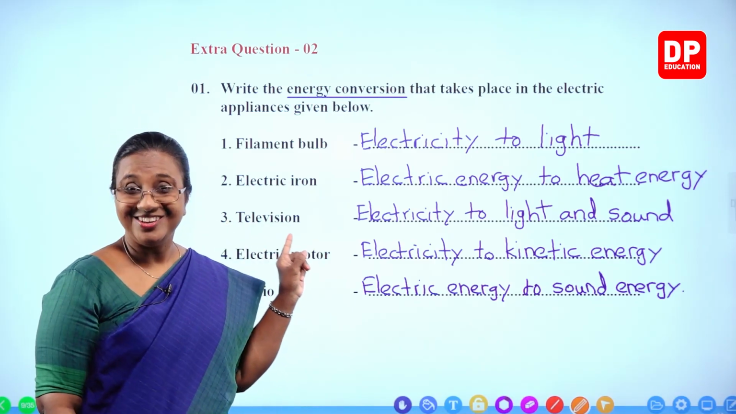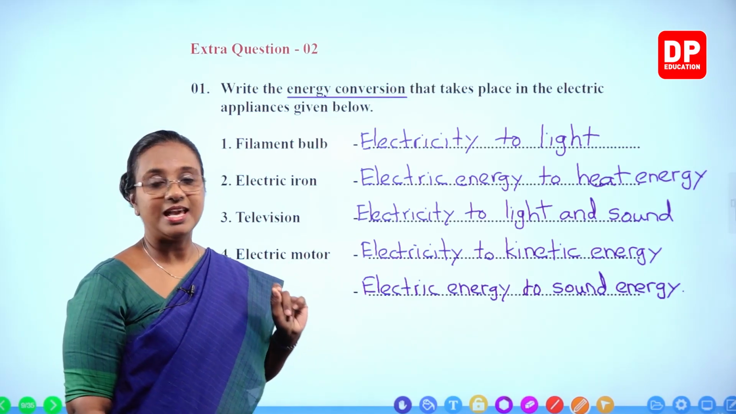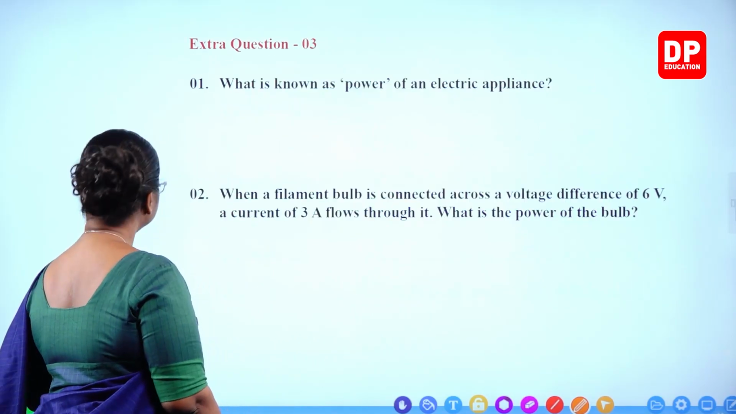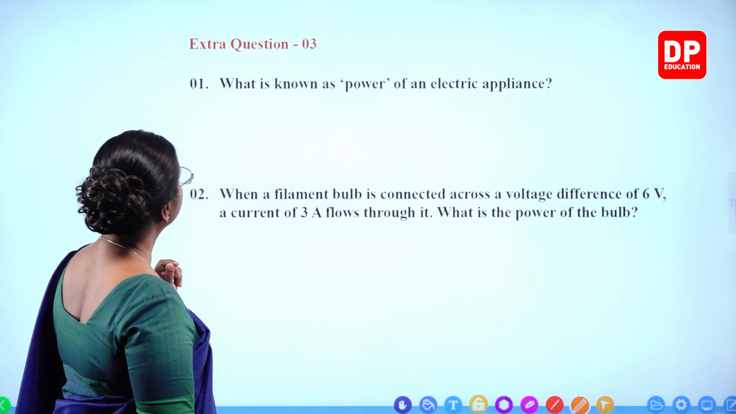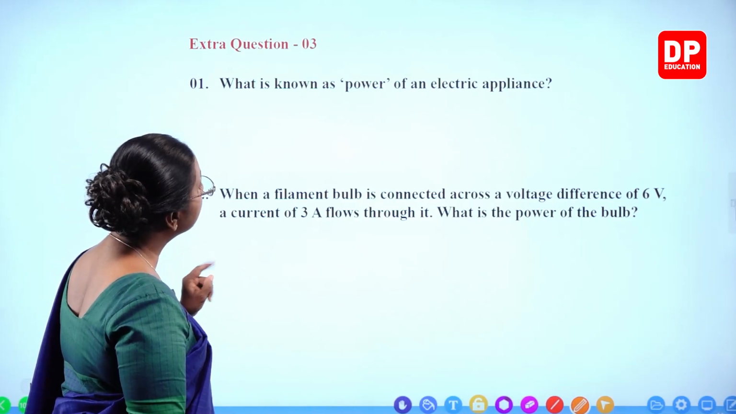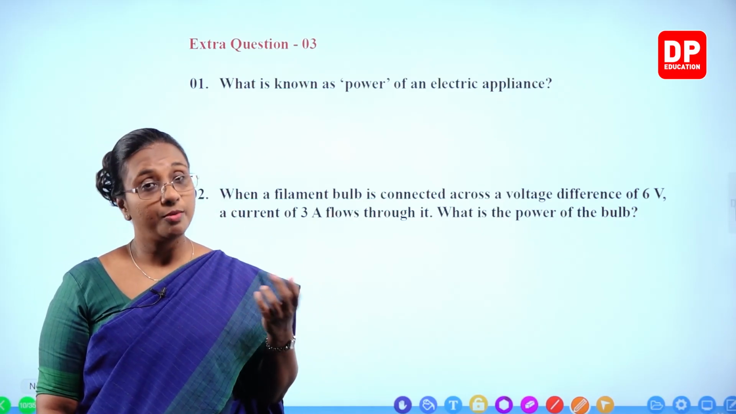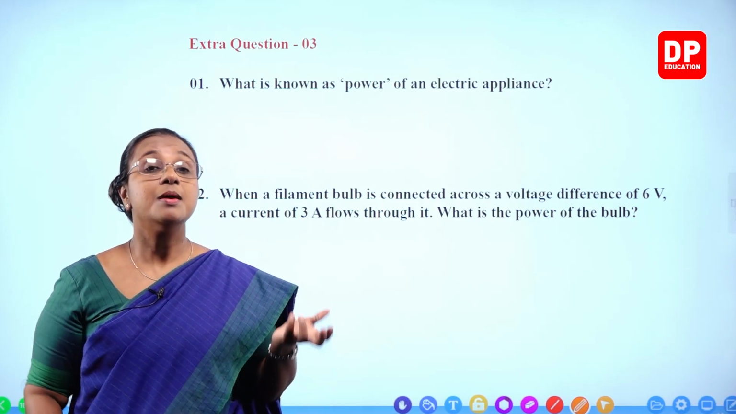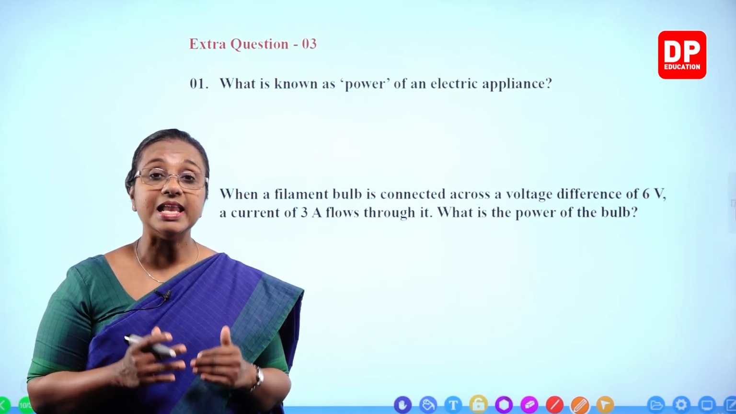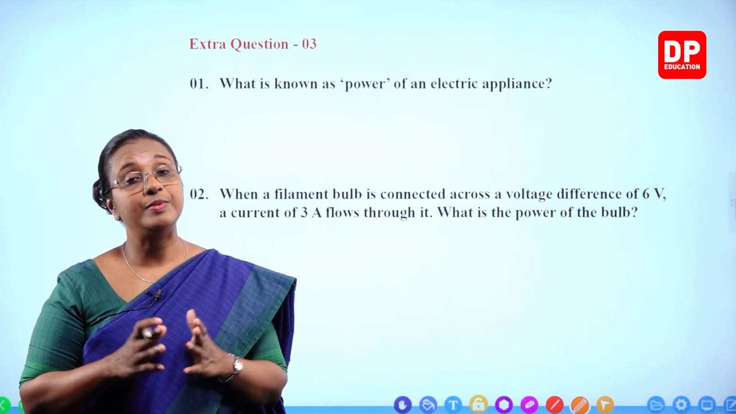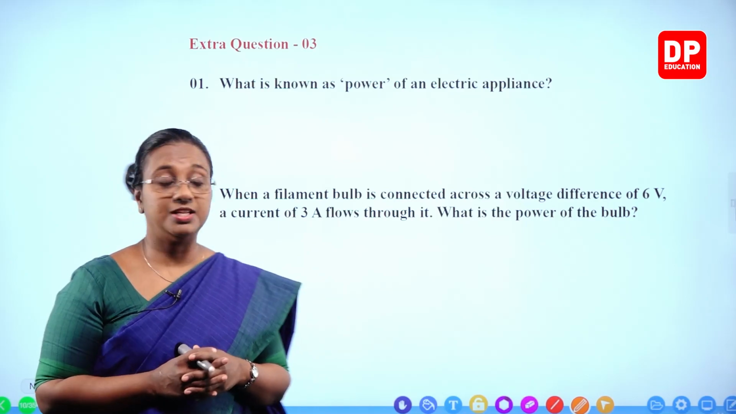So I'm sure you will be able to do that, students. With that, I'll move on to the next question. Extra question 3. First one, what is known as power of an electric appliance? There are two definitions, or basically they mean the same thing. Power is the work done in a unit time, or the electric energy consumed in a unit time. So we can write both the definitions.